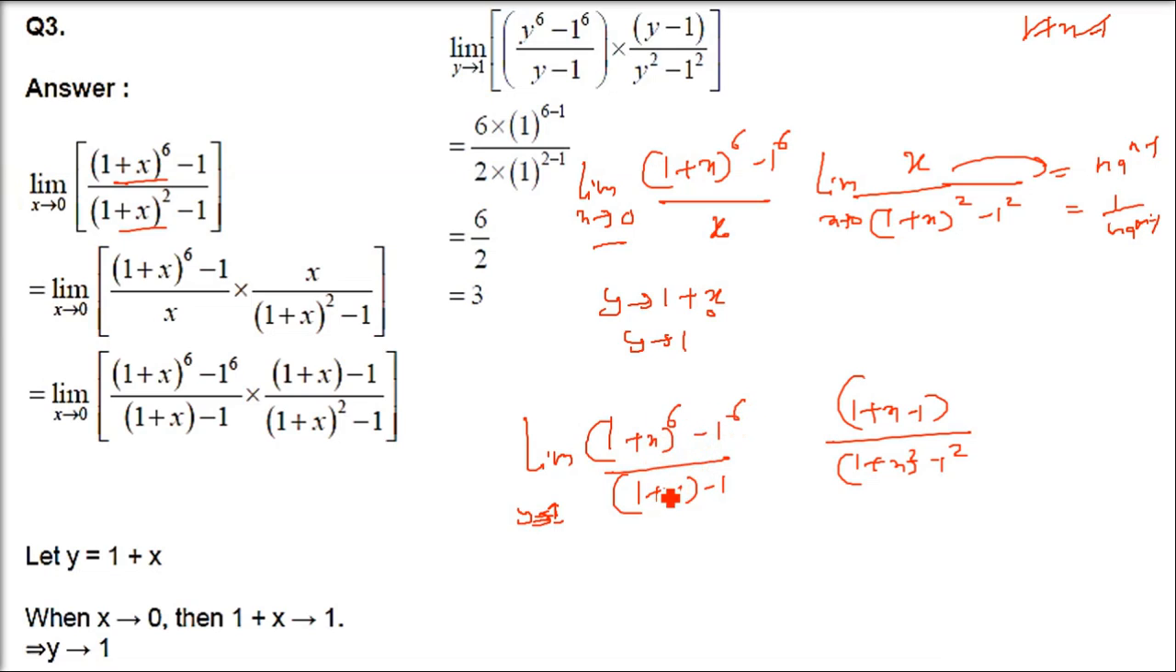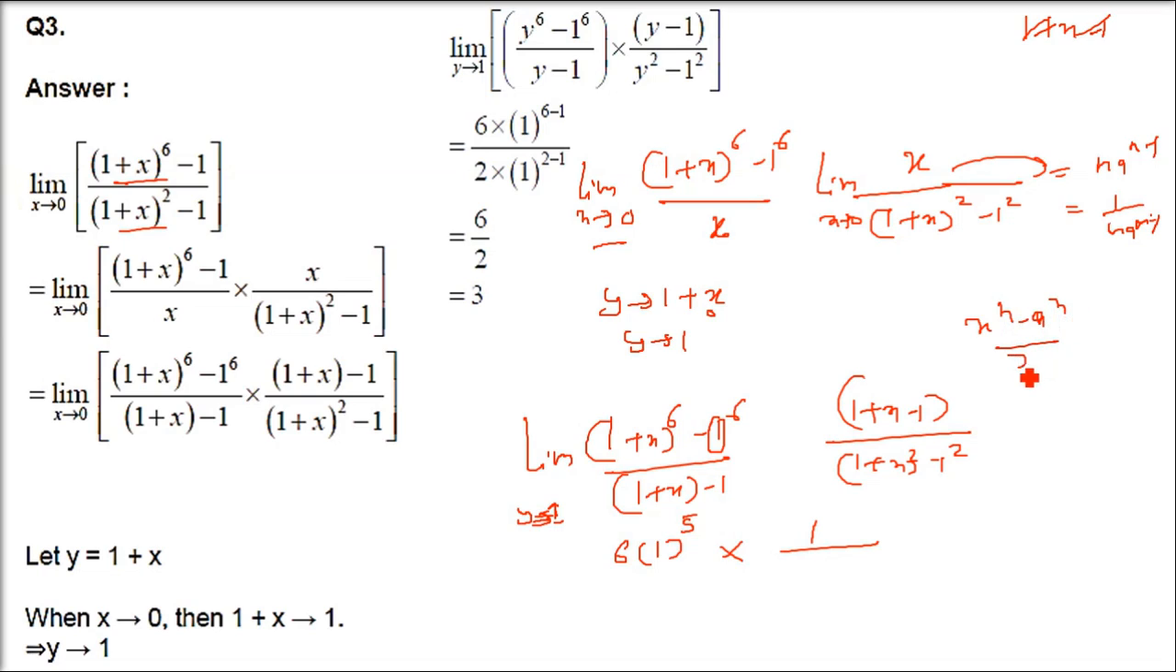So this is y to the power n minus 1 to the power n by y minus 1, so it will be n a to the power n minus 1. You have 6, 1 to the power 6 minus 1, it is 1 to the power 5. Now, as I said, I am going to take the result and keep it in the denominator.